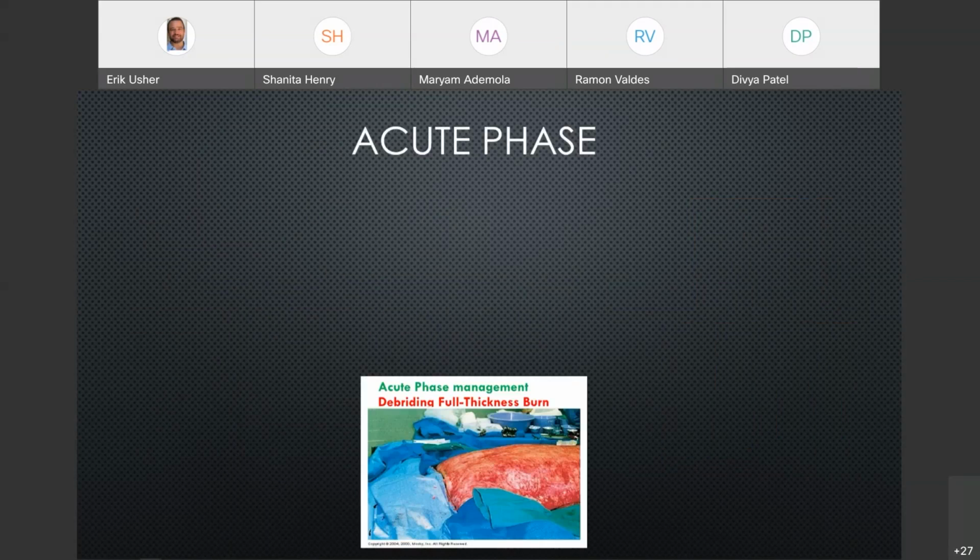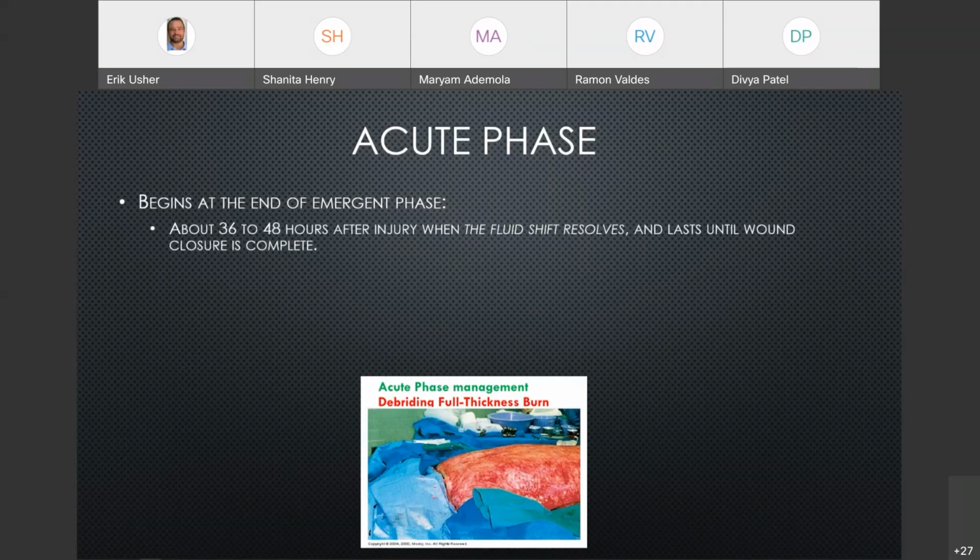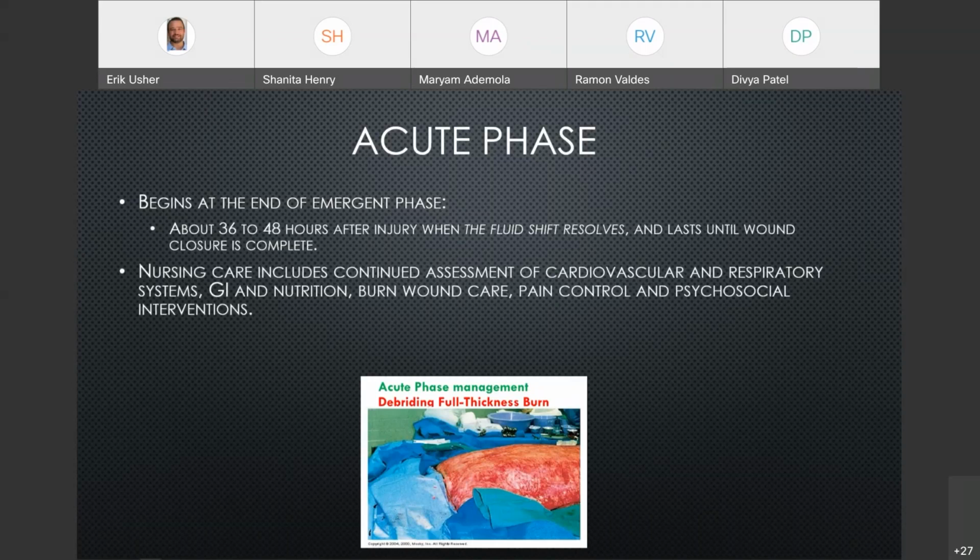So now that we've got that emergent phase, that resuscitative phase, we move on to the acute phase. And that acute phase begins at the end of the emergent phase, about 36 to 48 hours after the injury when the fluid shifts have resolved. It only lasts until the wound closure is complete. So the nursing care of these patients includes continuous respiratory and cardiac assessments, GI and nutritional assessments and interventions, burn wound care, pain control, and psychosocial interventions.